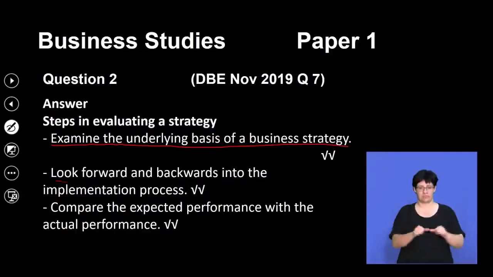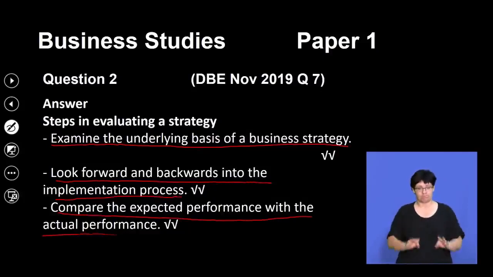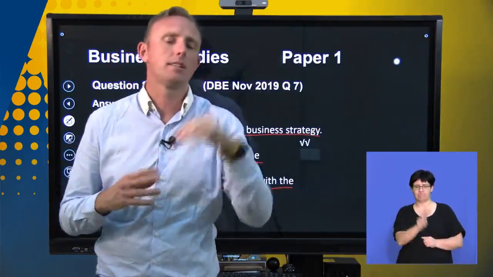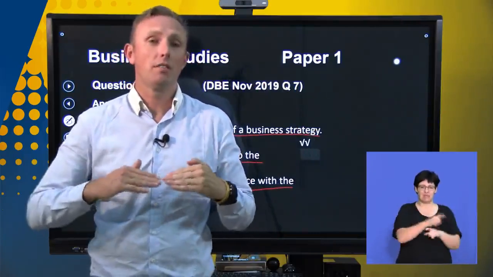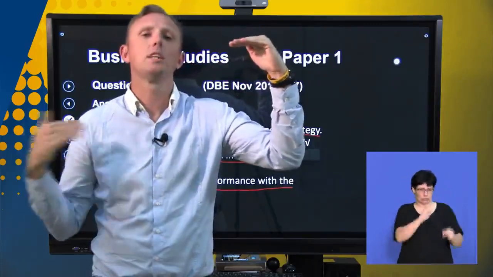Then we have to look forward and backwards into the implementation process and compare the expected performance with the actual performance. So what is it that we want to achieve, and what have we actually achieved? If you think of it, look at your prelim marks. Did you achieve everything that you thought you would achieve? So what were your goals and what did you actually achieve?